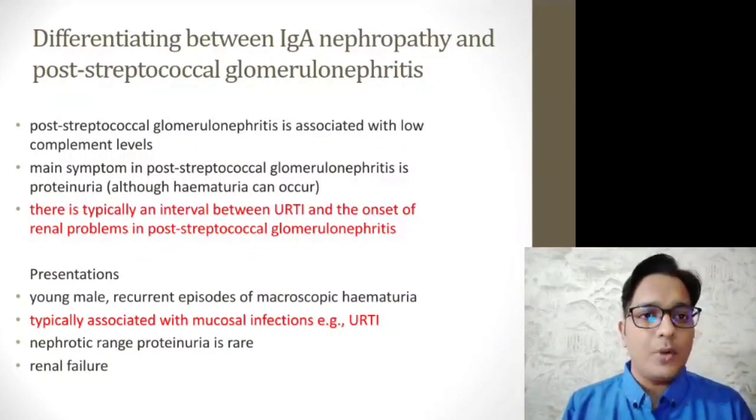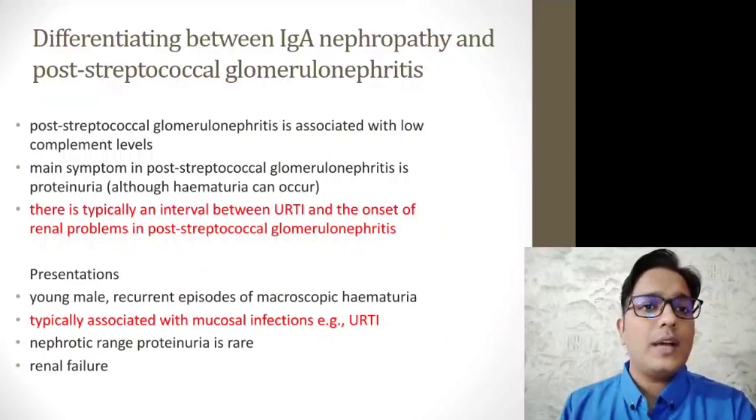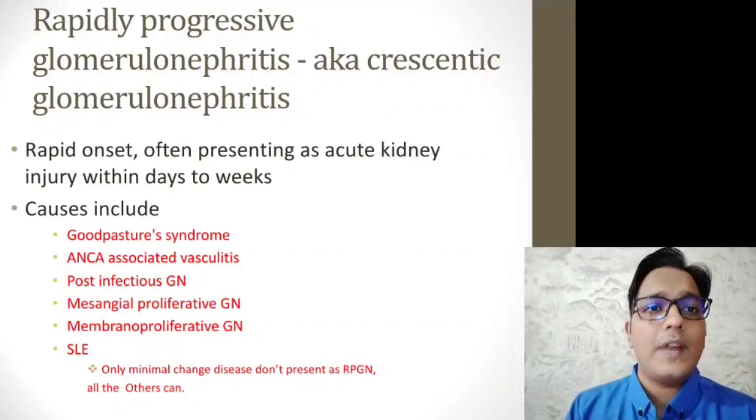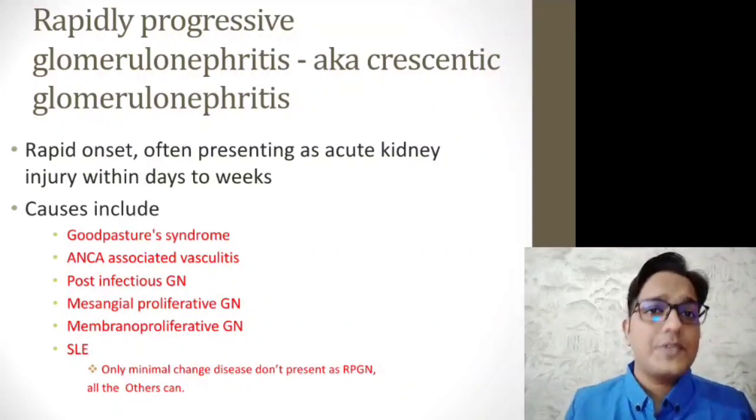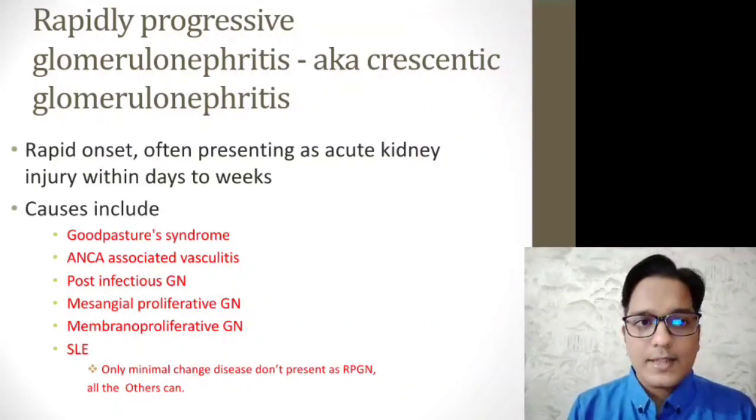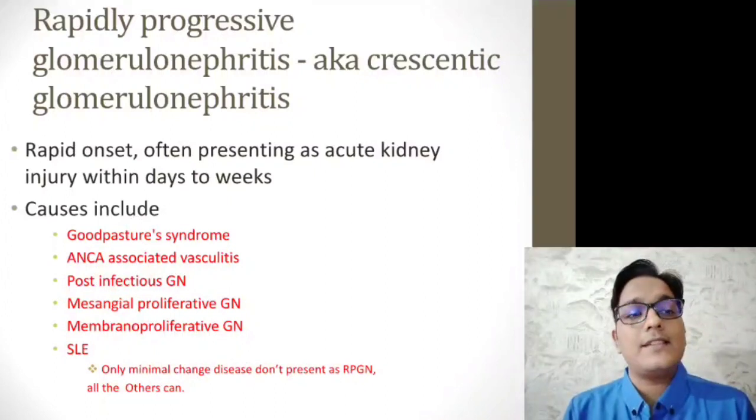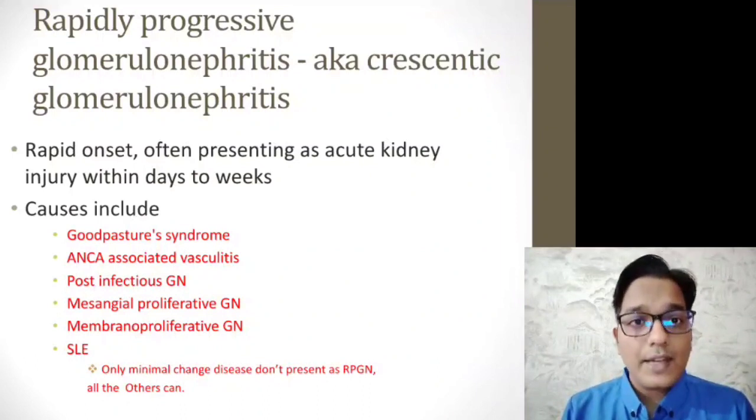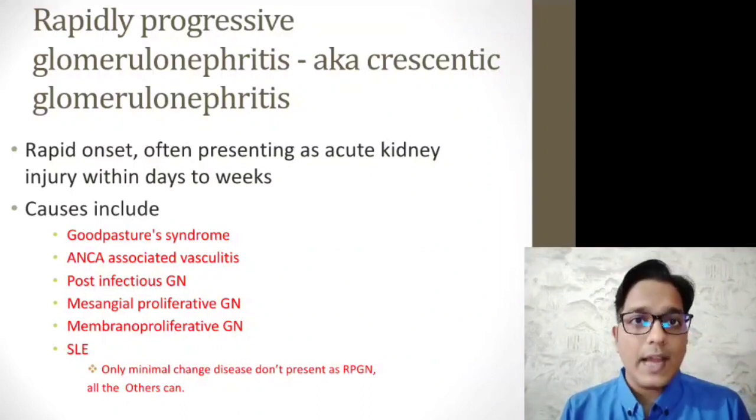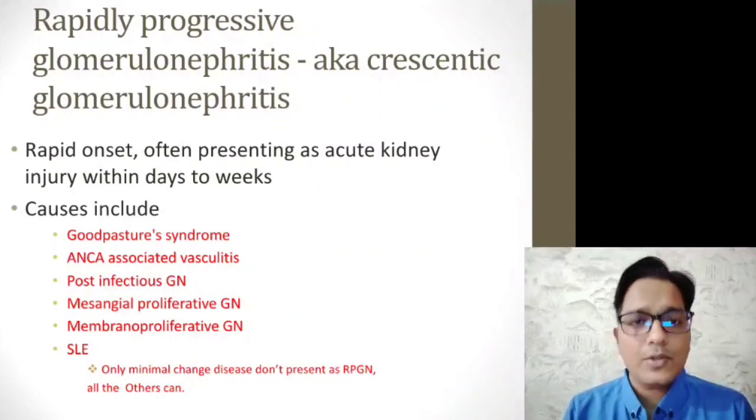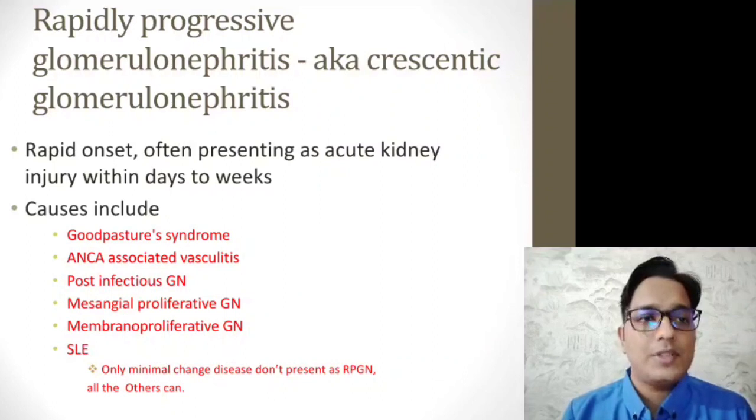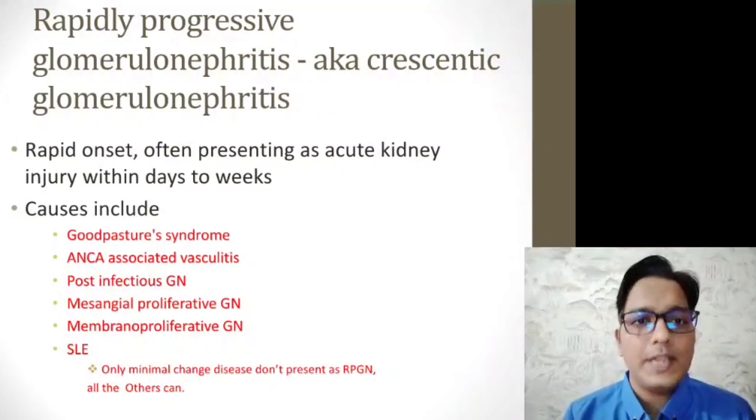So this is important. Other than this, we need to learn about the rapidly progressive glomerulonephritis, also known as crescentic glomerulonephritis. So what is this? Previously discussed, it has a rapid onset and it can cause renal failure within days to weeks. What are the glomerulonephritis that can present as rapidly progressive glomerulonephritis? Actually, all the glomerulonephritis can present as rapidly progressive glomerulonephritis except minimal change disease.